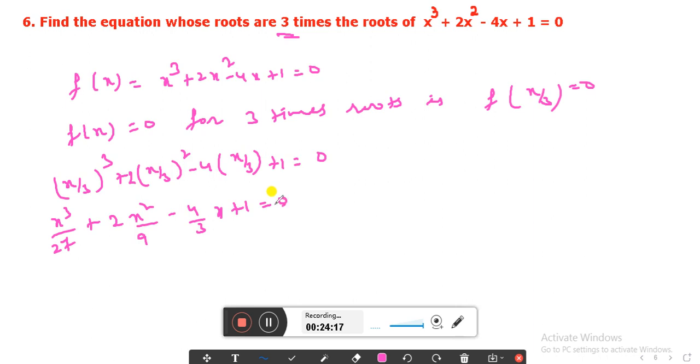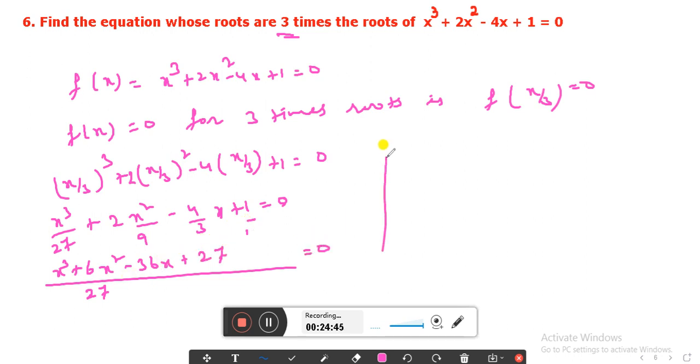When you take the LCM for all these denominators, we can get 27 as the denominator. Now it becomes x cube. In the 9 table it comes 3 times, 3 2s are 6x square. In the 3 table it comes 9 times, 9 4s are 36, plus in the 1 table it comes 27 times, so 27 equals 0. Finally x cube plus 6x square minus 36x plus 27 equals 0. This is the 3 times root equation for the given equation.